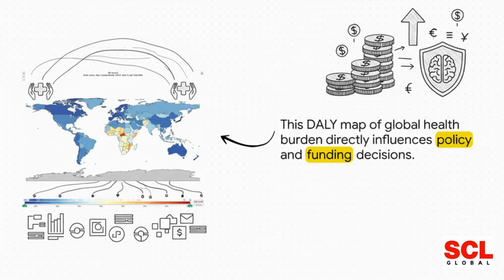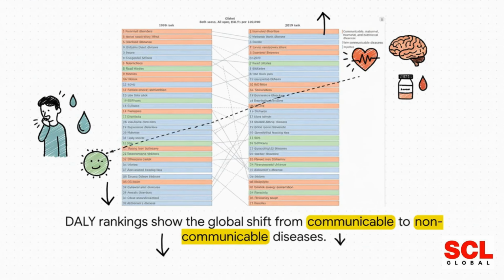And this map really shows you the DALY's real-world power. Visuals like this, which show the disease burden in every single country on Earth, are all built using DALYs. They are incredibly influential, and they directly shape where billions of dollars in aid and research funding gets sent every year.